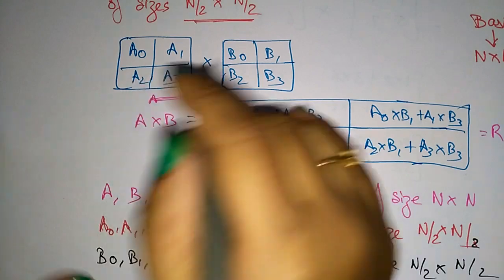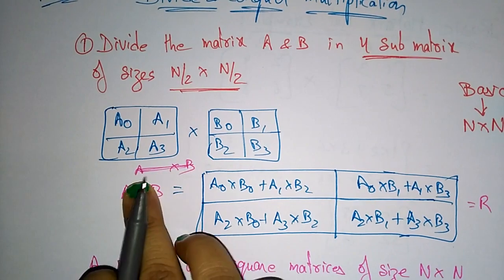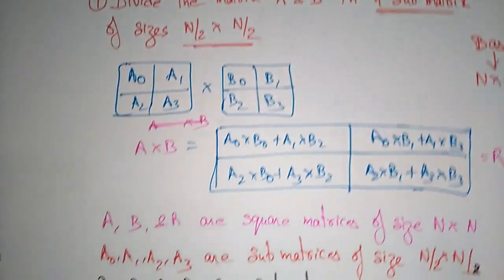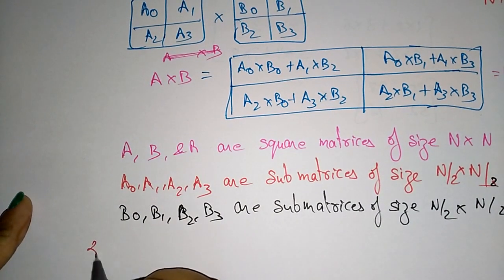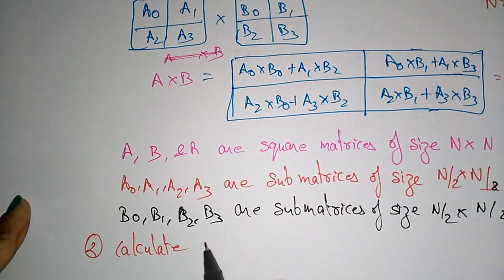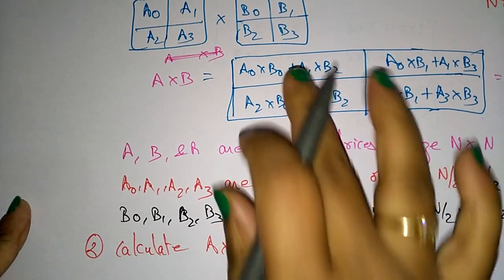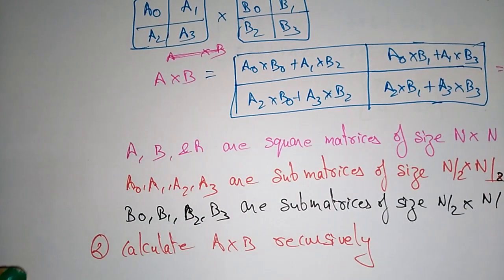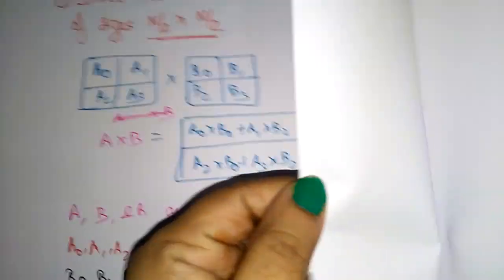So the first step is to divide the matrices A and B, whatever the matrix, into 4 sub-matrices of size n by 2, n by 2. After that, what you have to do? The second step is to recursively calculate these statements, that is A cross B, recursively. So this is the divide and conquer method. You have to divide that into 4 sub-matrices. If you take 2 by 2 matrices, you divide that into 4 sub-matrices.